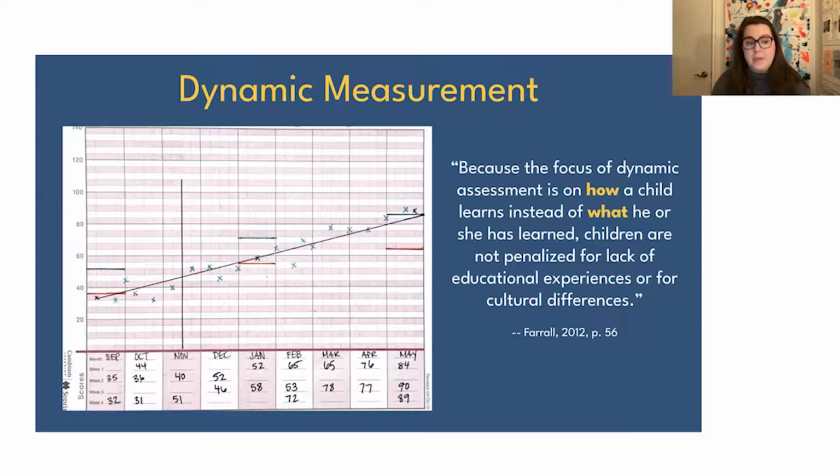So when we think about dynamic measurement, we think about brief measurement that is sensitive to change over time that we can do frequently. This comes from progress monitoring. This is not a universal screening measure, but it goes hand in hand with universal screeners. So when I think about this type of measurement, I have 20 different probes that I can use to monitor a child's response to instruction over time.